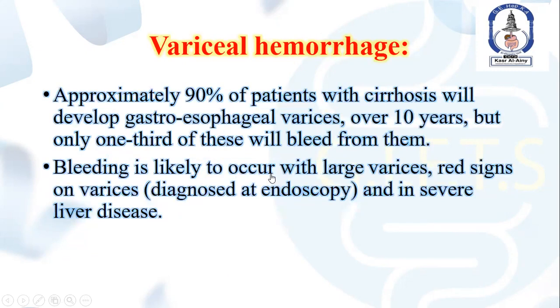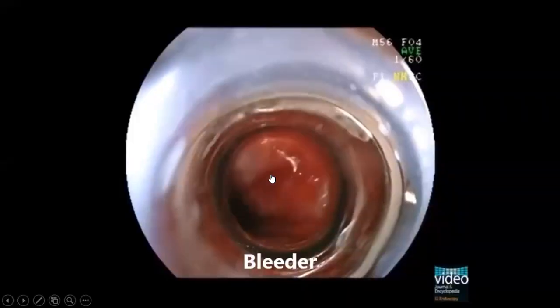Approximately 90% of patients with cirrhosis will develop gastroesophageal varices over 10 years, but only one third of those will bleed from them. Bleeding is likely to occur in large varices that have red signs on them when diagnosed at endoscopy, and in cases of severe liver disease.